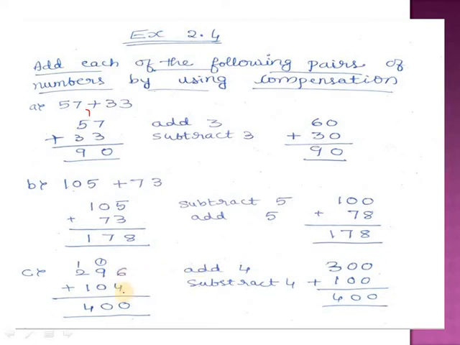Now add this one. 6 plus 4 is 10. Carry over 1. 9 plus 1 is 10. Again 0, carry over 1. 2 plus 1 is 3. 3 plus 1 is 4.